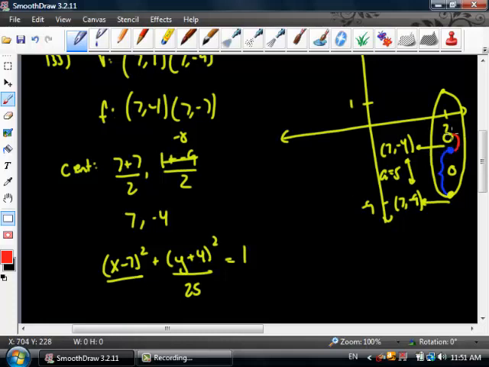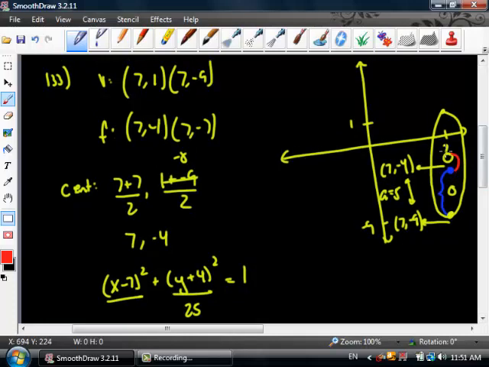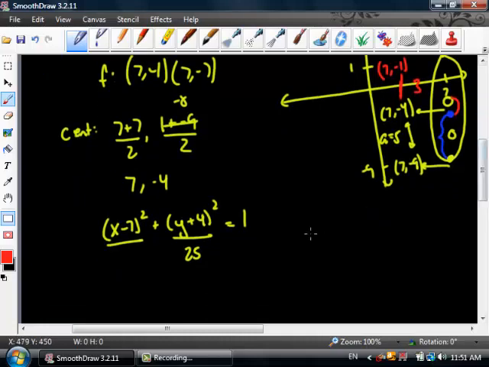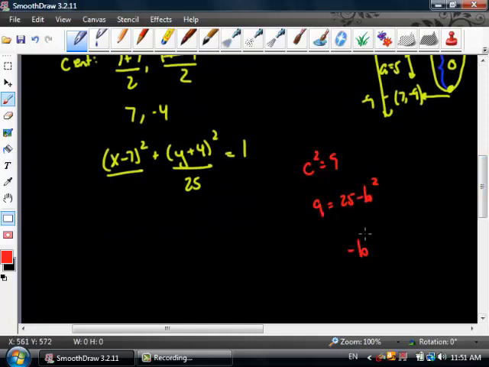To figure out the B value, I measure from the blue dot all the way to where one of my foci is. I'm at 7, negative 4, and this is 7, negative 1. So what is the distance between 7, negative 4 and 7, negative 1? Chris? 3. Which means that C equals 3, and I use my CAB formula, so C squared equals 9. CAB formula says C squared equals A squared minus B squared, and I solve for B squared. Well, negative B squared is going to equal negative 16, so B squared equals 16. You get a 16 underneath there. You're done.